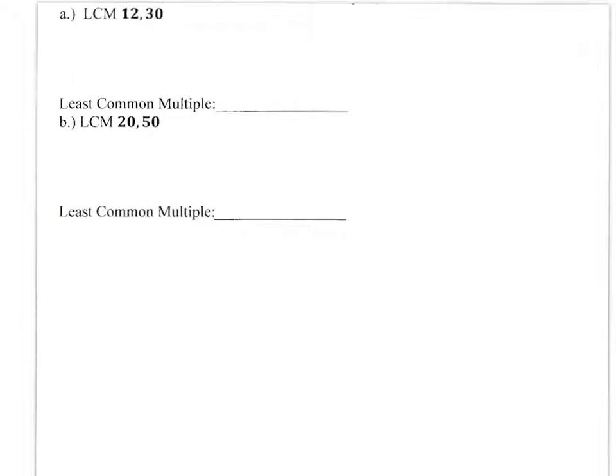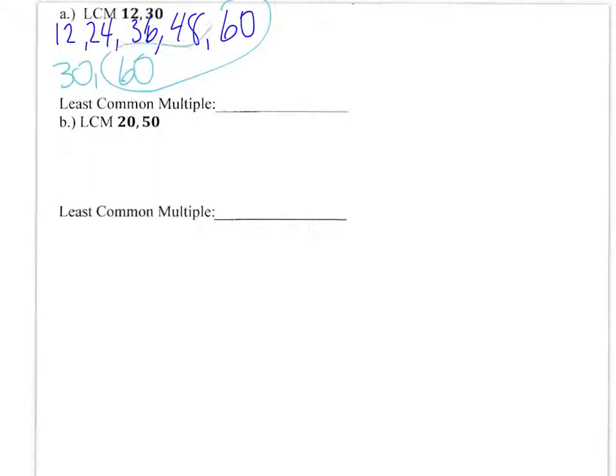All right, least common multiple of 12 and 30. Let's go. So we've got 12, 24, 36, 48, 60. Okay, let's count by 30s. 30, 60. Hey, there it is. So their least common multiple, 60.